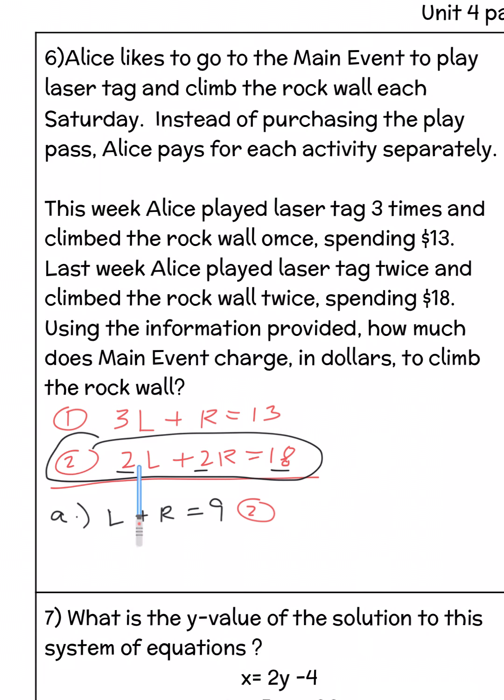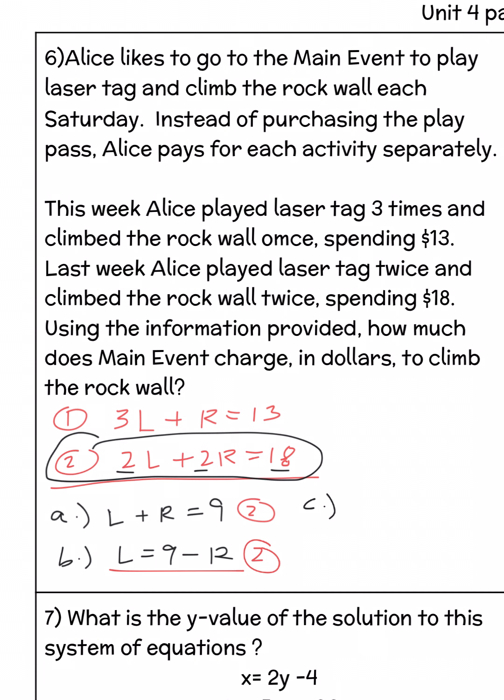So 2 divided by 2 is going to give me a 1 right here. 2 divided by 2 is a 1. 18 divided by 2 is 9. So in part B, I'm going to go ahead and solve for L. So L is going to equal 9 minus R, and this will be my new equation for number 2. So in part C, I'm going to go ahead and substitute part B into equation 1.